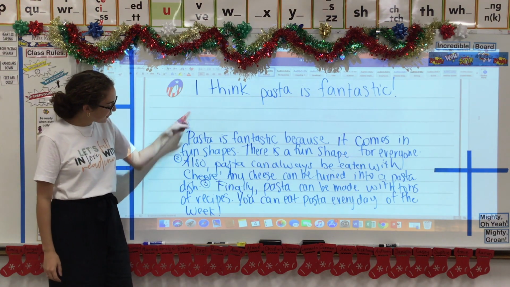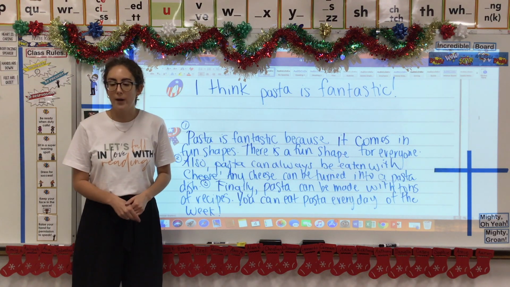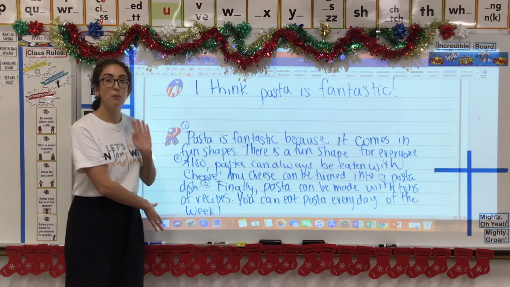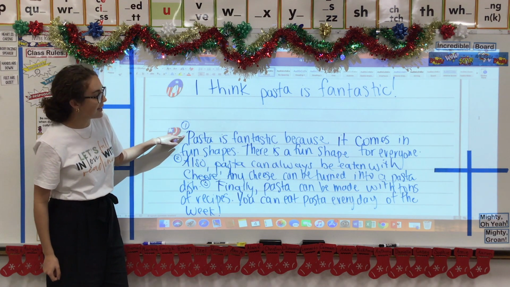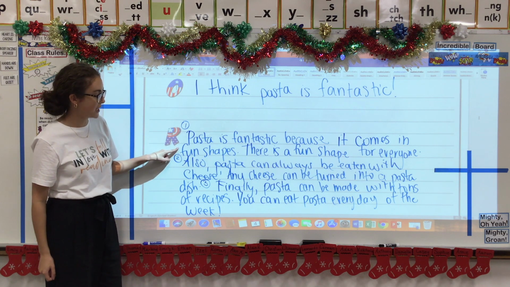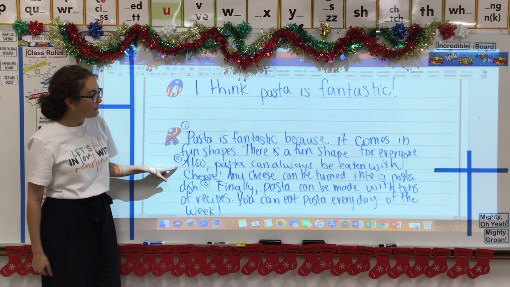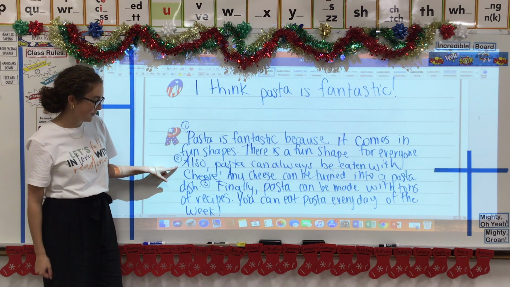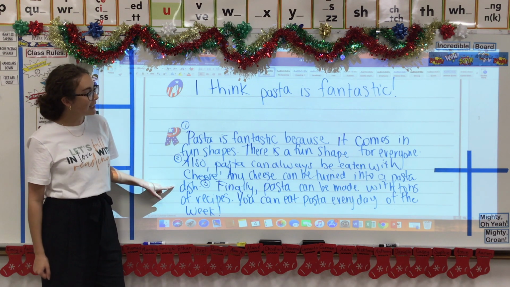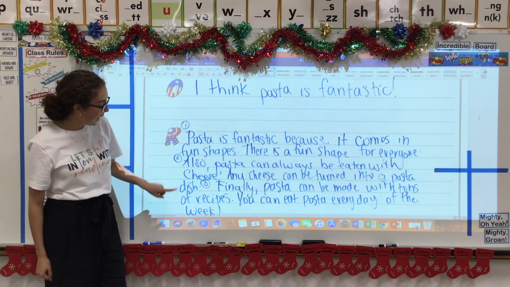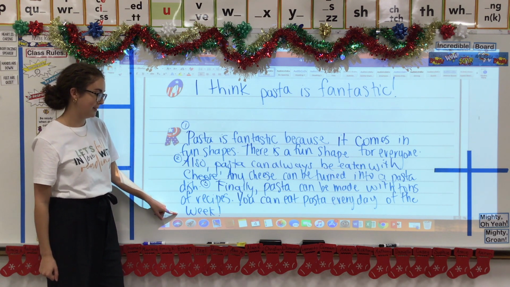So, I've got 3 different reasons, and each one I was able to explain a little bit more. So I'm going to reread it to make sure it says what I want it to. Pasta is fantastic because it comes in fun shapes. There is a fun shape for everyone. Also, pasta can always be eaten with cheese. Any cheese can be turned into a pasta dish. Finally, pasta can be made with tons of recipes. You can eat pasta every day of the week.